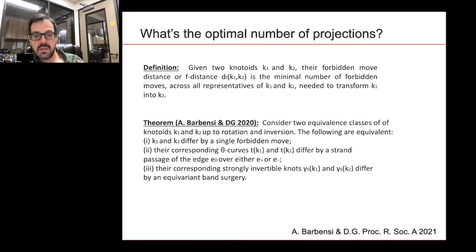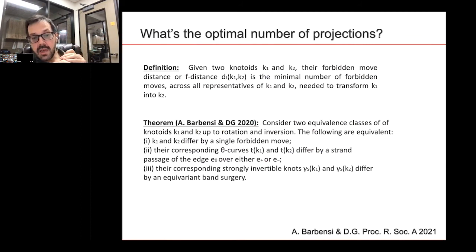So the theorem says that if we have two equivalence classes of knotoids, up to rotation and inversion, then the following three conditions are equivalent. So if two knotoids differ by forbidden moves, then their corresponding theta curves, and I will explain a bit here, differ by strand passage by one of the three edges of the theta curves.